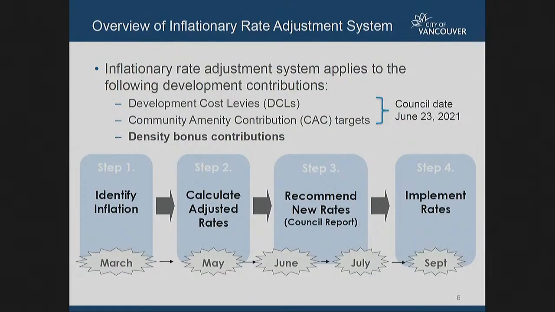Steps to the inflationary system. We identify the inflationary data in March and May, calculate the adjusted rates in May, report to Council in June and July, and the rates become effective September 30th of each year.